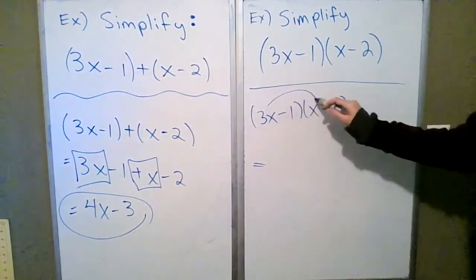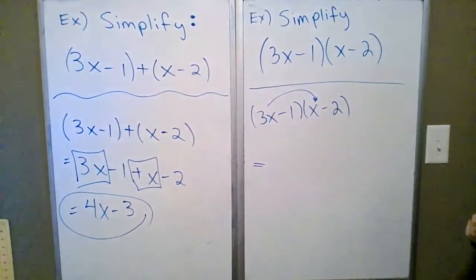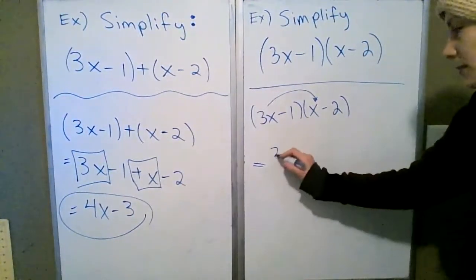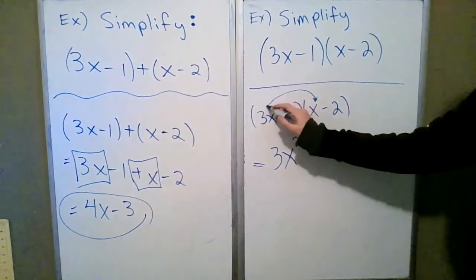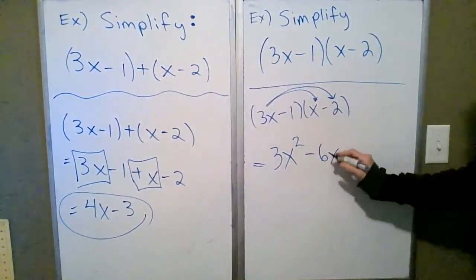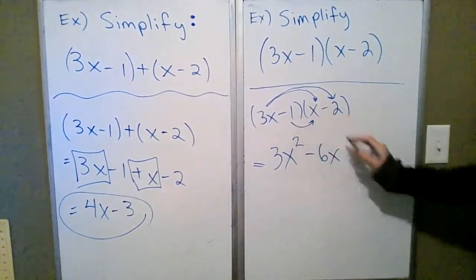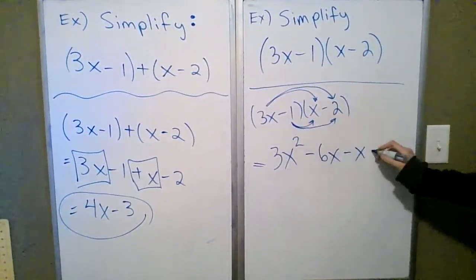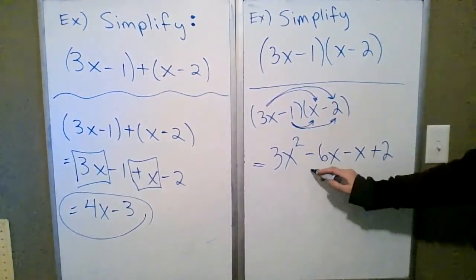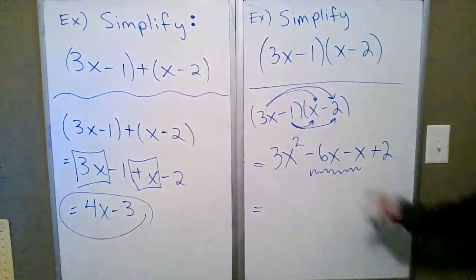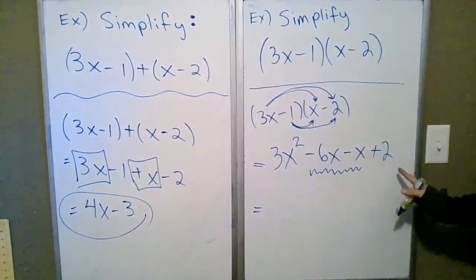We do 3x times x. It's 3 times x to the power of 2. 3x times negative 2 would be negative 6x. Negative 1 times x is negative x. Negative 1 times negative 2 would be a positive 2. Then you want to combine your like terms. So 3x squared minus 7x plus 2.